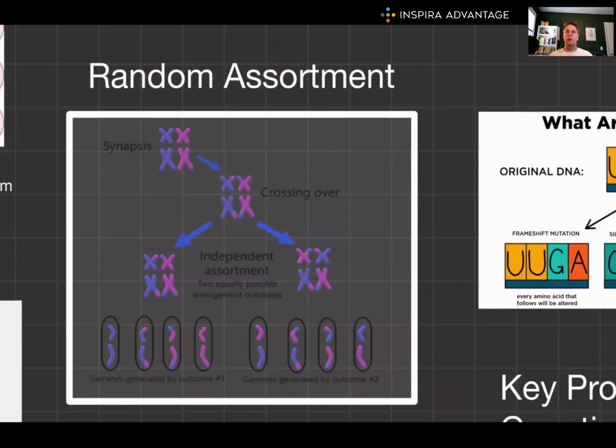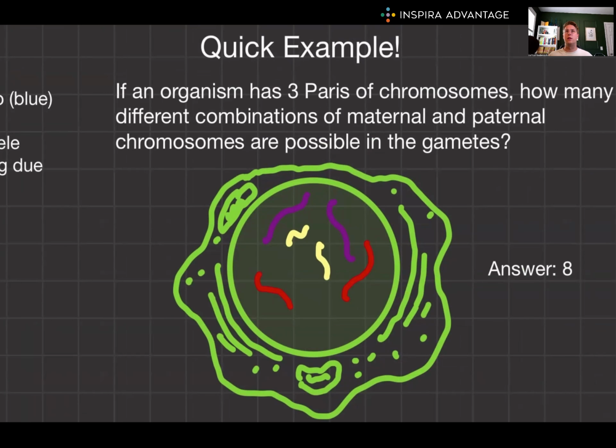Now let's talk about another source of genetic diversity, random assortment. During meiosis, the orientation of chromosome pairs on the metaphase plate is random. This means that specific combinations of maternal and paternal chromosomes in each gamete are up to chance. Here's an example to illustrate this. If an organism has 3 pairs of chromosomes, n equals 3, how many different combinations of maternal and paternal chromosomes are possible in the gametes?